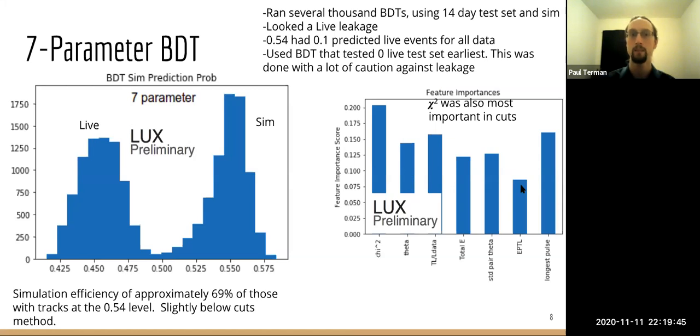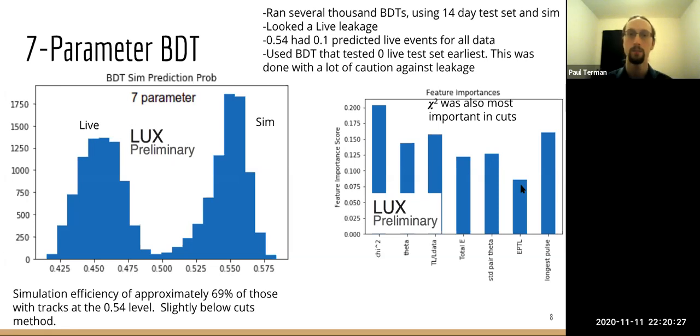Now, in implementing the boosted decision tree, we actually ran several thousand BDTs using that 14-day test set. We looked at what the live leakage is in the predict proba space. That's the number that is generated from the program that is between 0 and 1, determining how background-like or how signal-like a particular event is predicted. We made a cut not at 0.5, but we biased it a little bit to 0.54, where we determined that applying the BDT to the entire live data set predicts 0.1 live events leaking through.